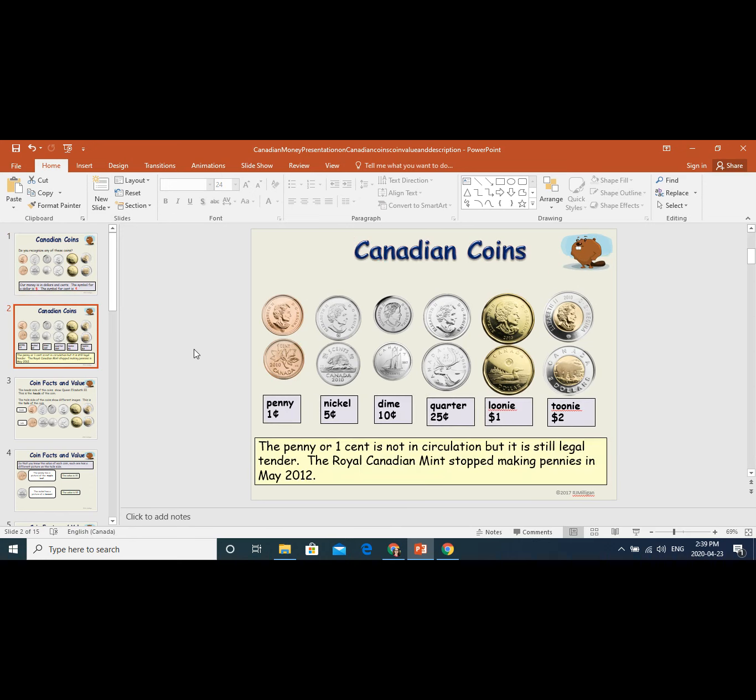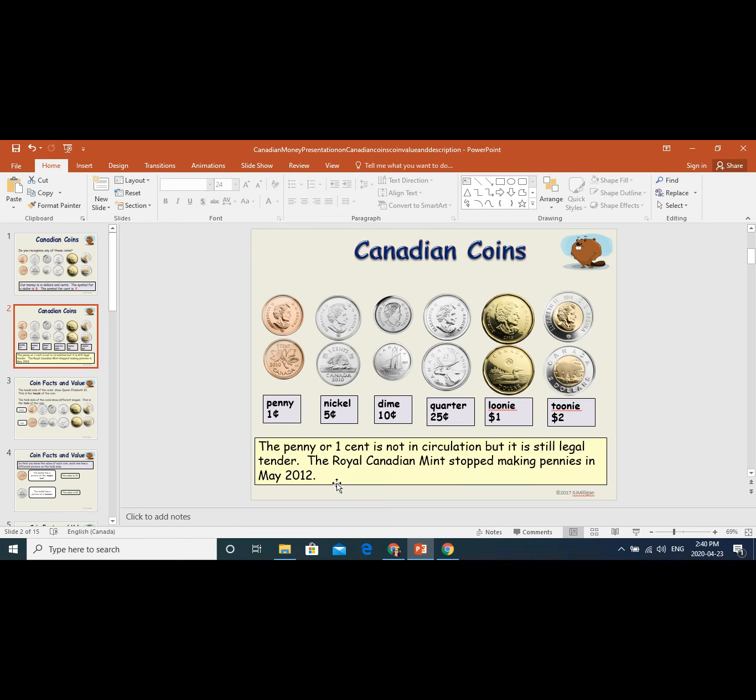Okay, so here, these are pennies, and pennies are worth 1 cent, and that's how we write it. These are nickels, and they're worth 5 cents. These coins are dimes and they are worth 10 cents. These coins are quarters and they are worth 25 cents. Now we are moving into the dollars. So you might recognize these coins. This one is a loonie, which is worth $1, and this is a toonie, which is worth $2.